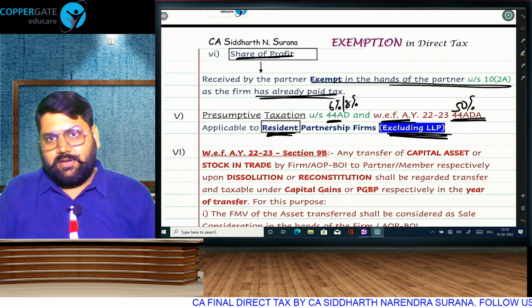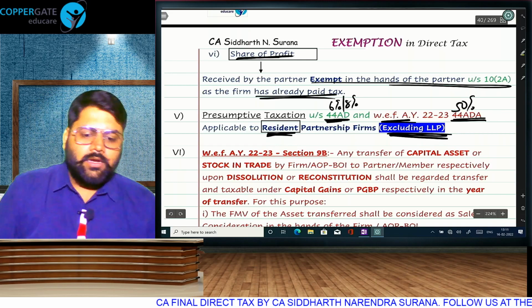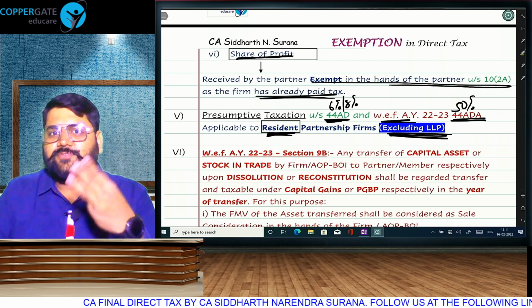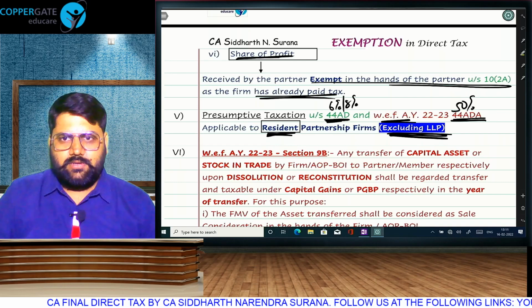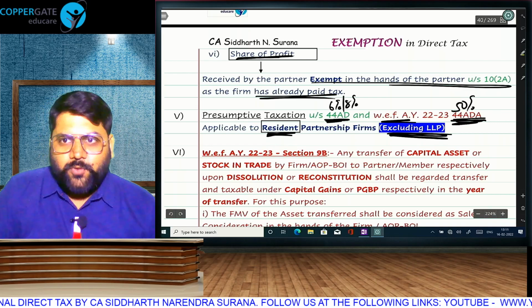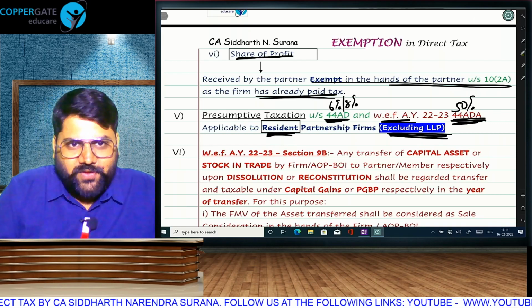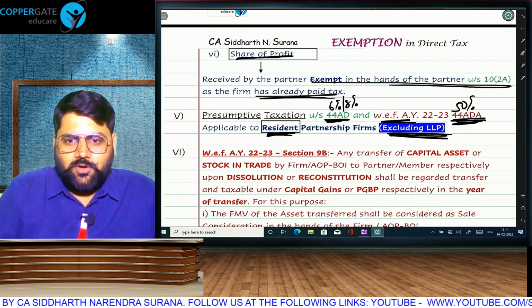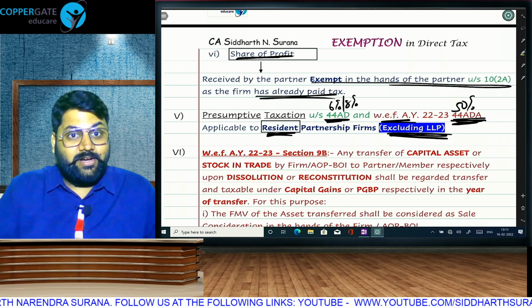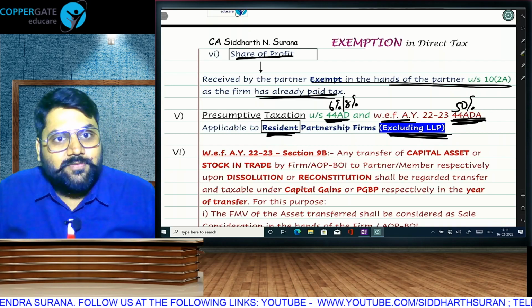So what is the amendment? Till last year, 44AD eligibility was resident individual, resident HUF, resident partnership firm excluding LLP. And now in 44ADA there is an amendment. In 44ADA, presumptive taxation of professionals, earlier the rule was any resident assessee. So resident individual, HUF, company, firm, LLP, everybody was eligible.